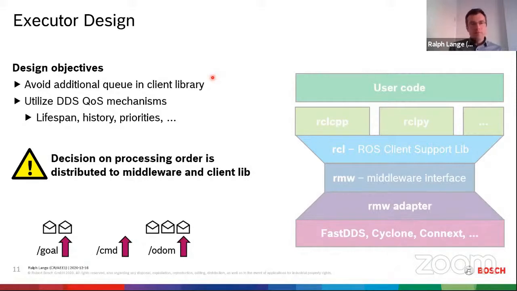There are two objectives behind this design. First, it should be avoided to introduce an additional queue on the client library, to have queues on the middleware level and on the client library level. And secondly, this design utilizes the DDS quality of service mechanisms. DDS was chosen explicitly because it comes with such mechanisms to configure lifespans, histories, priorities, etc. But by this design, the decision on the distribution order and the processing order is distributed to the middleware and the client library, and that's important to keep in the back of your head.